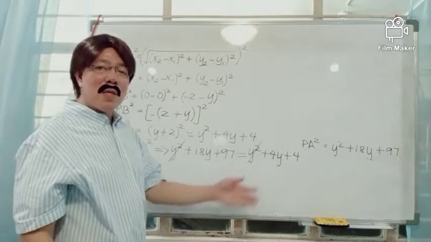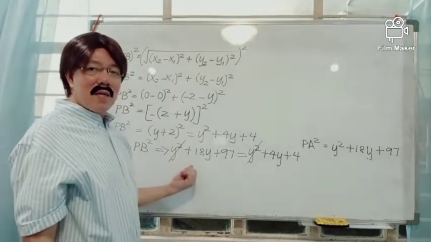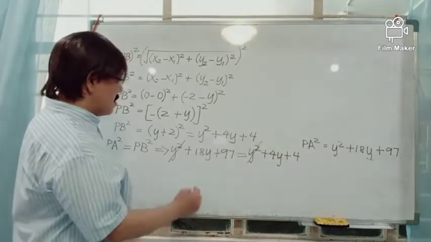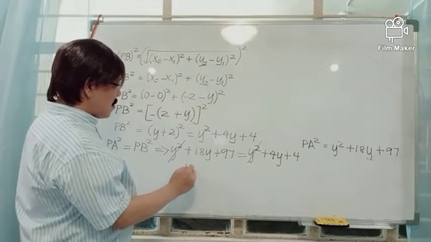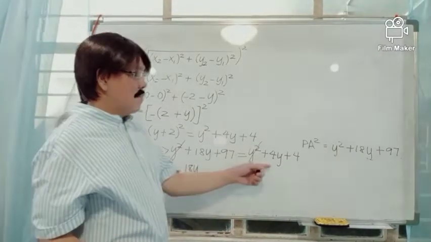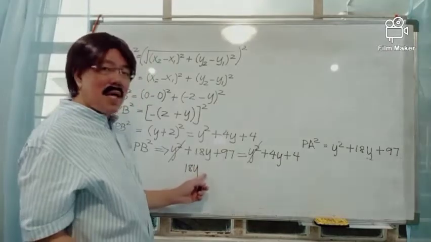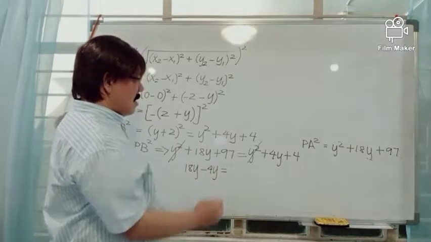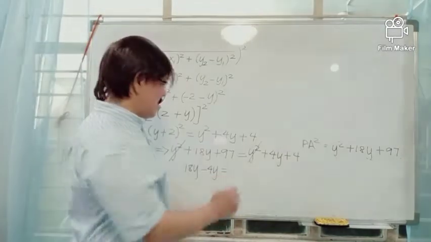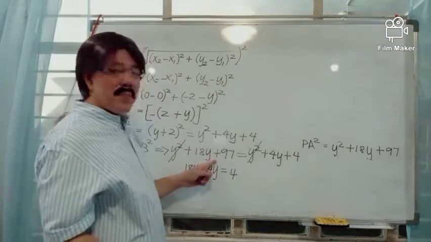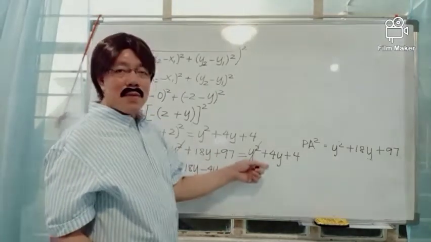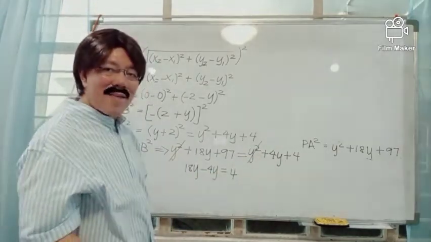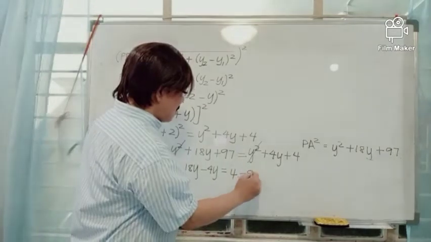And to solve for y, we transpose all the terms with y to one side of the equation and all the constant terms to the other side of the equation. At the left-hand side, we have 18y. Positive 4y transposed to the left, we get minus 4y. At the right-hand side, we have 4. And positive 97, you transpose it to the right-hand side and take the opposite sign, and we get negative 97.